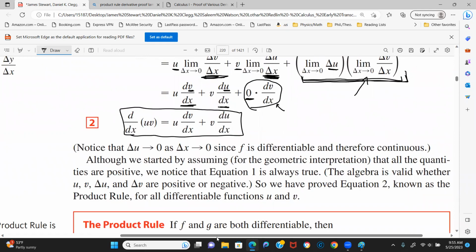Yeah, so here, this is exactly what I was just saying. As delta x goes to zero, delta u goes to zero because f is differentiable and therefore continuous. So this contains the ideas we use to rigorously prove this. It's sort of a proof, maybe not as rigorous as the other one, and it's also a special case, but hopefully it gives you some insight as to why this is the right formula.